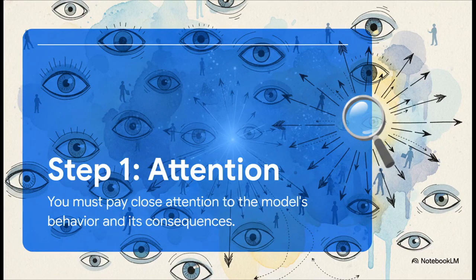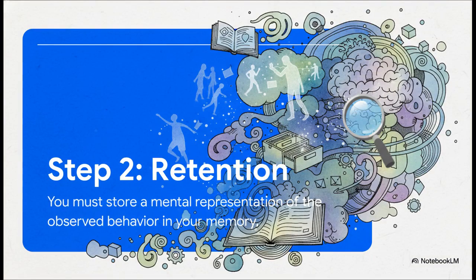Okay, first up, attention. This one sounds pretty obvious, but it's crucial. You can't learn what you don't notice. So step 1 is just tuning in. You've got to actively watch the model and see what they're doing. All right, after you've paid attention, your brain needs to save the file. This is retention. You create these little mental pictures, or what scientists call cognitive codes, of what you just saw, and you hold on to it so you can pull it up later.